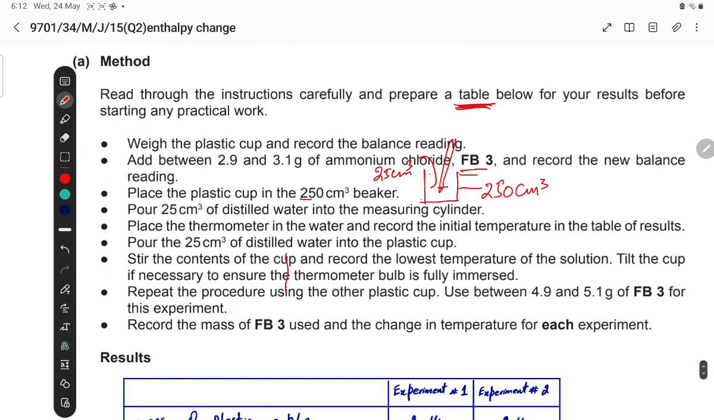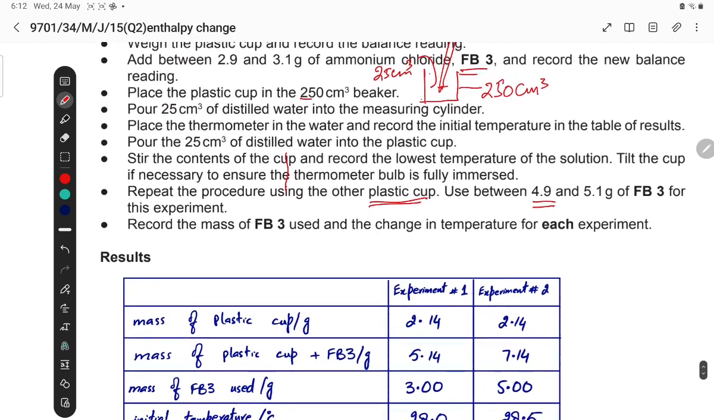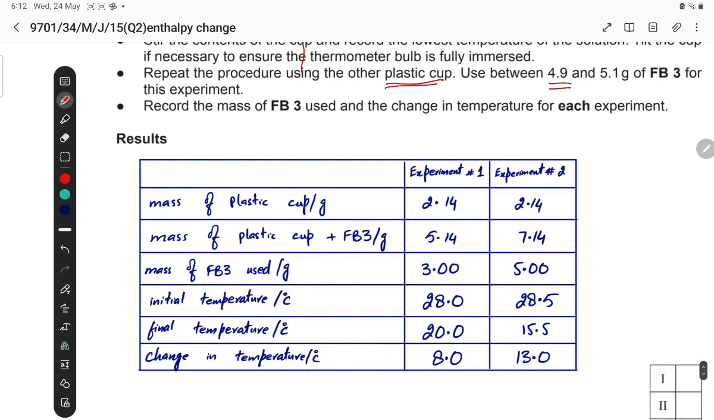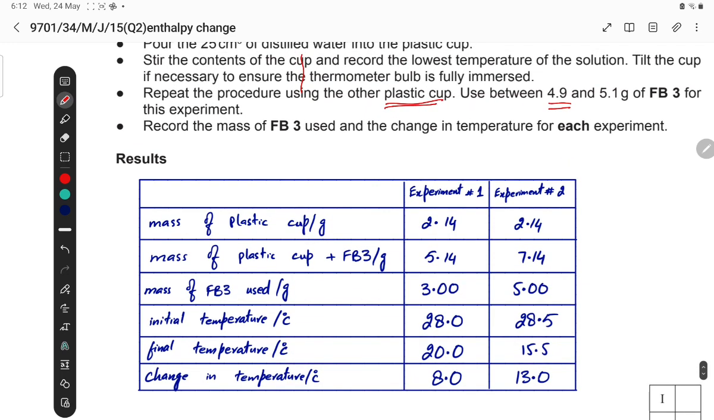Now stir the content of the cup and record the lowest temperature of the solution. Tilt the cup if necessary to ensure the thermometer bulb is fully immersed. Repeat the procedure using the other plastic cup. Use between 4.9 and 5.1 gram of FB3 for this experiment. Record the mass of FB3 used and the change in the temperature for each experiment. So these are the two experiments which you are doing according to this paper.